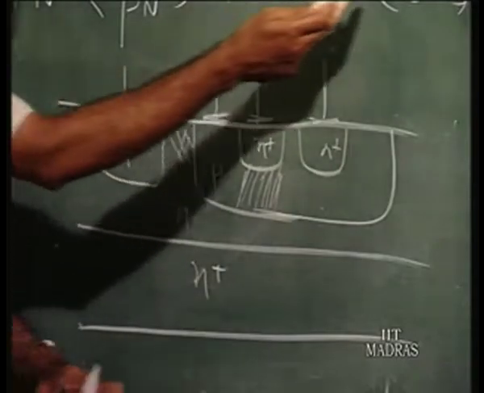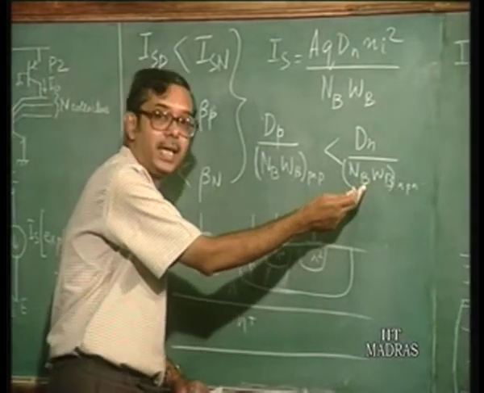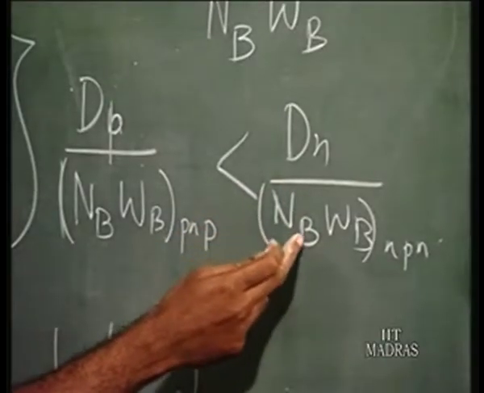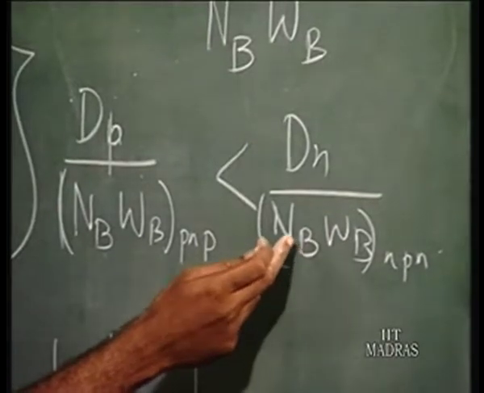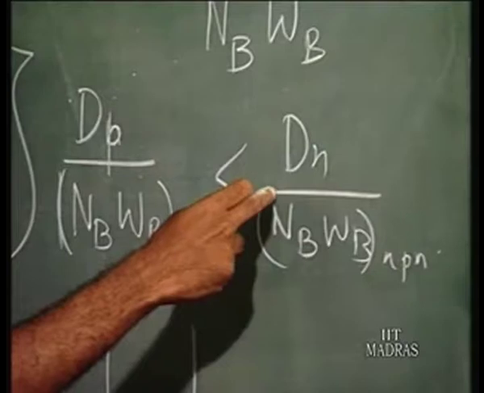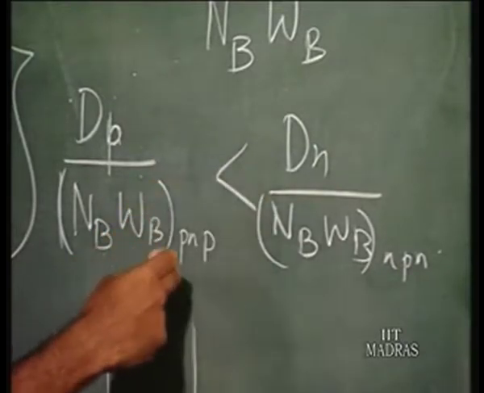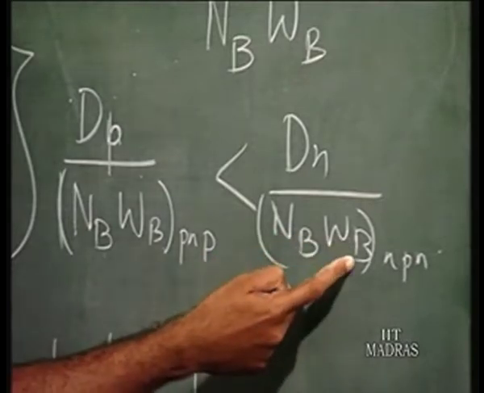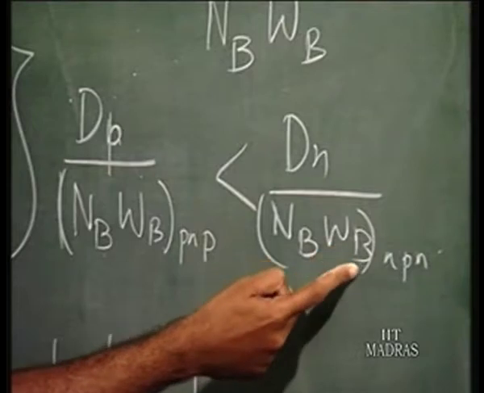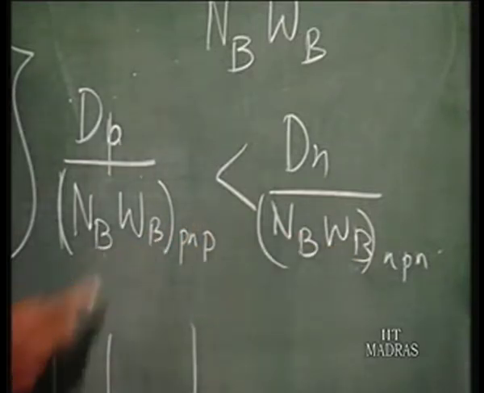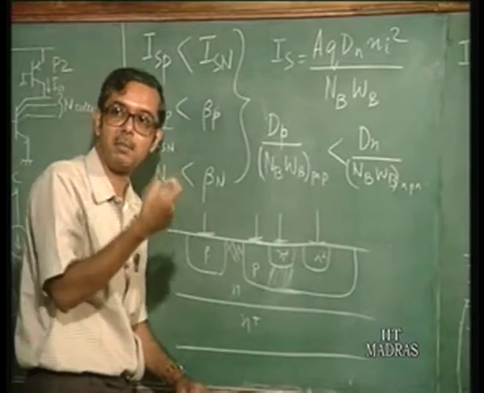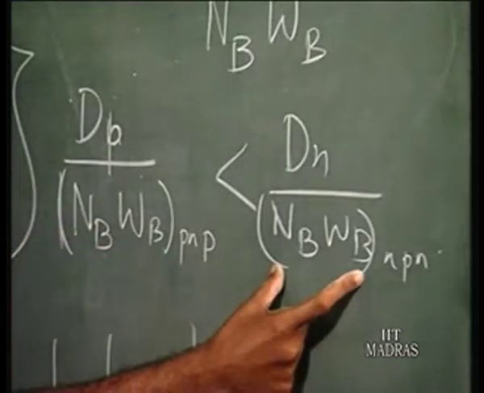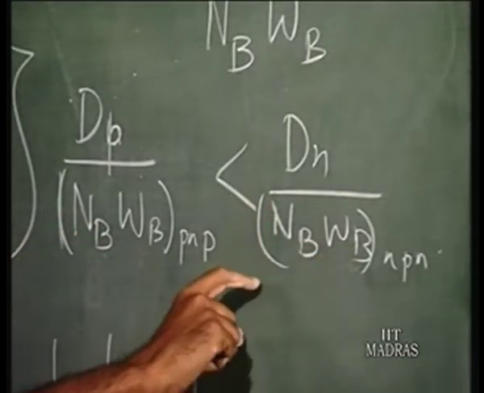Okay. So, again, if you look back into this condition, for the NPN the doping concentration is higher, which means that this term becomes smaller, which is going to create problems. Okay. So, what you have to do is WB of the NPN must be made much smaller than the WB of the PNP. That is, the base width of the NPN must be made much smaller than the base width of the PNP, so that this term, NBWB, that product term, is much less.